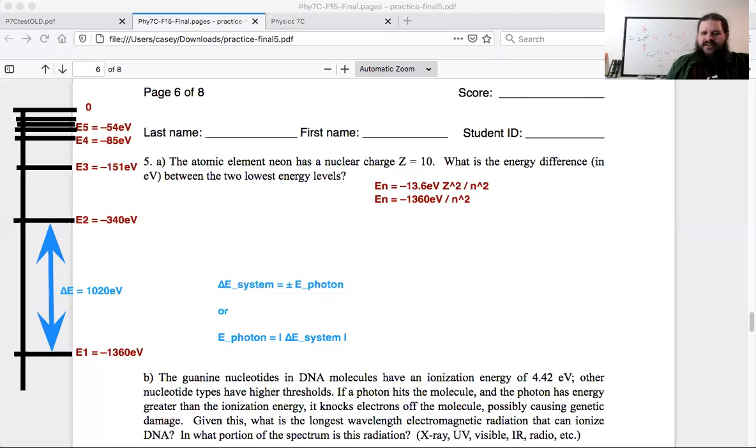So for delta energy of the system, that's going to depend on what system you're talking about. Different systems use different formulas for energy. In this case, we'd be using the negative 13.6 Z squared over n squared formula. Energy of the photon is always going to be h times frequency or h times c over lambda, depending on which information you have. Any other questions on that so far?